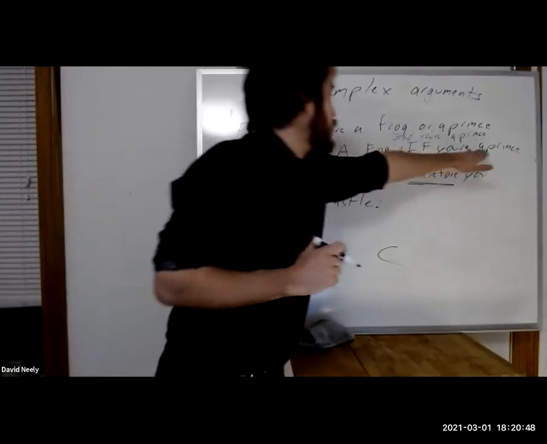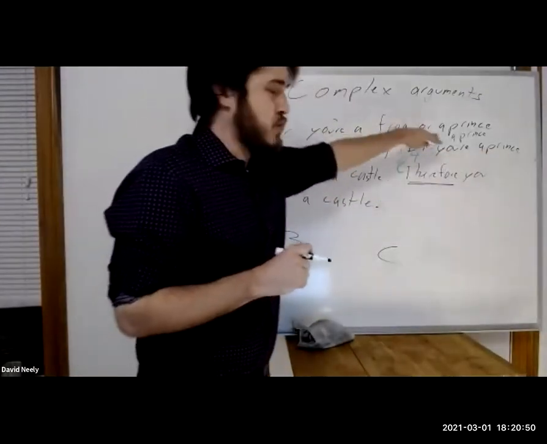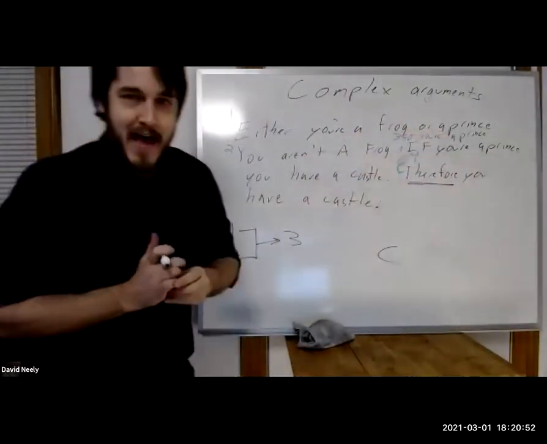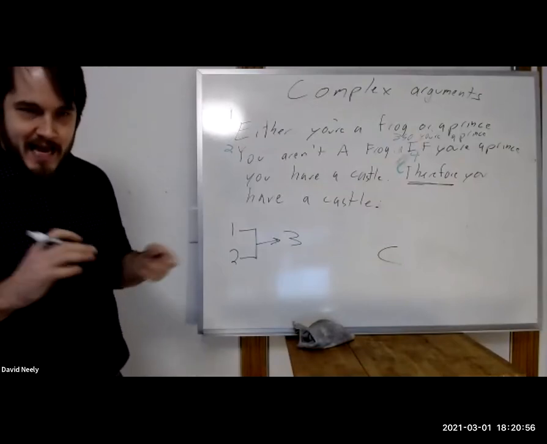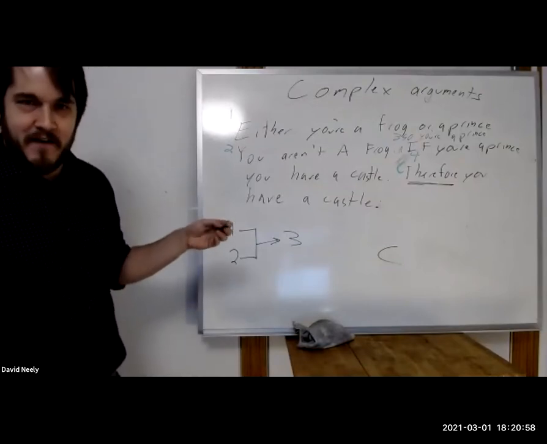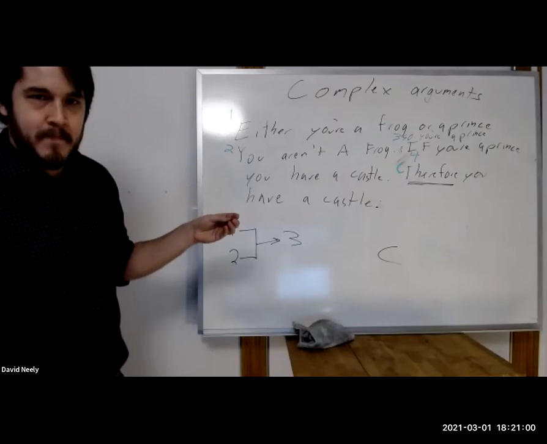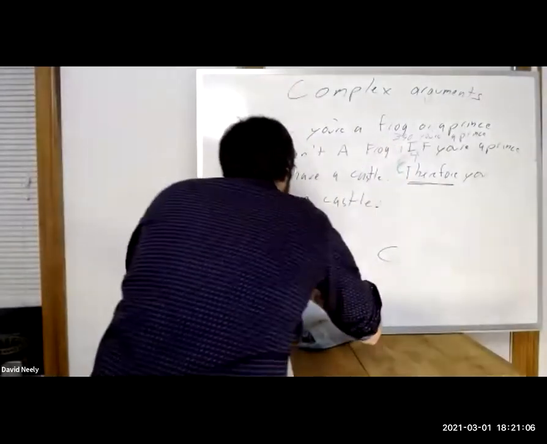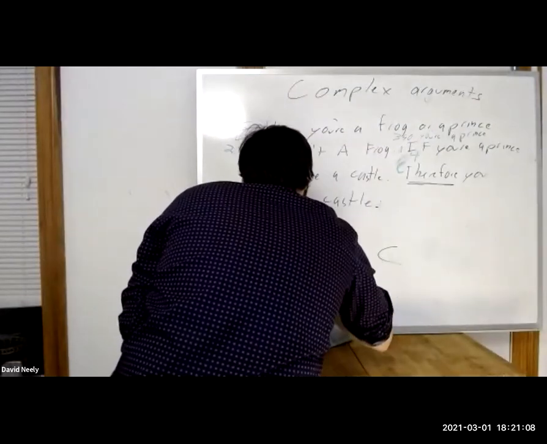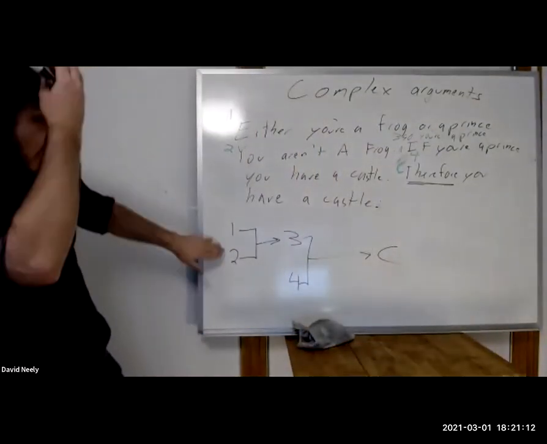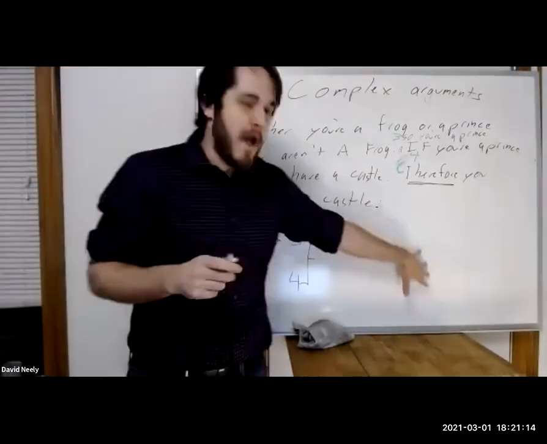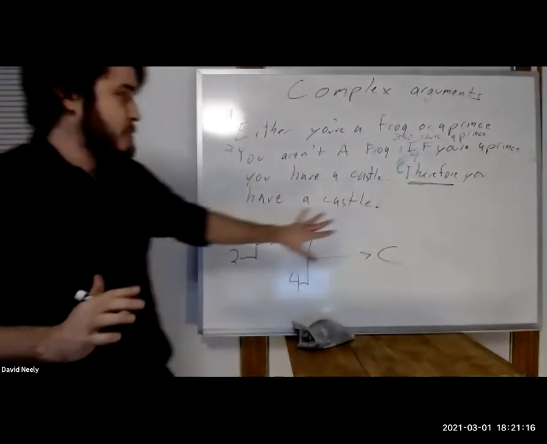We have, if you're a prince, you have a castle. You're a prince, therefore you have a castle. What is this one? I'll give you a clue. I can't remember who, but somebody said it about 35 seconds ago. Modus ponens? Yeah, this is modus ponens. This is 3 combined with 4 give you C. So that's what we mean by a complex argument. It steps along the way to proving something more.